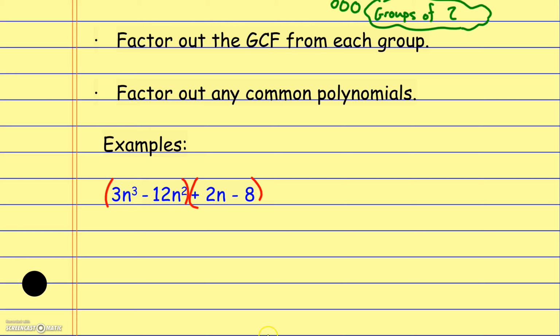So now if I ignored this second group, if I just ignored this for a second and just looked at the 3n to the third minus 12n squared, if I told you to factor that binomial, we would just factor out the greatest common factor.